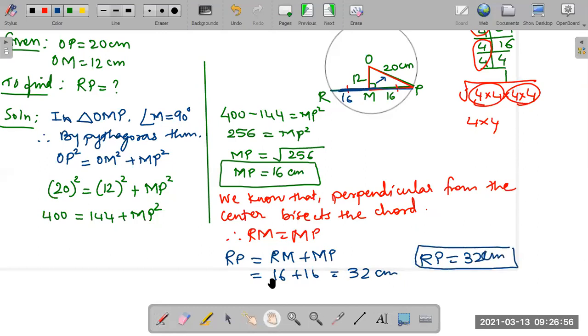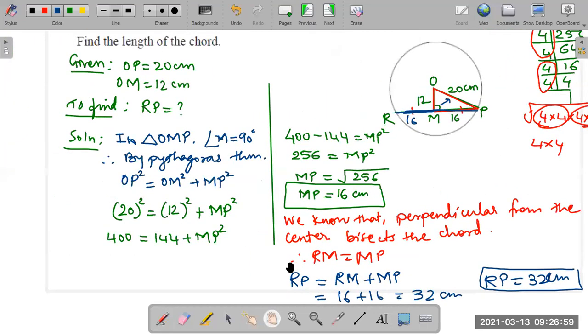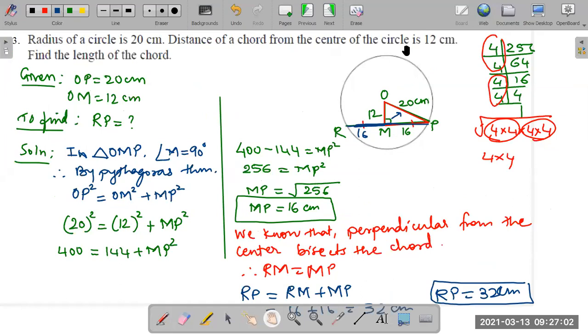Okay, now we will just quickly take a look at this question, how we started with drawing this diagram. That was a circle, then a radius, the distance as a perpendicular from the center, and this is the chord. We started with writing the given and to find. When we start with the solution, we have to mention the name of the triangle, state which angle is 90-degree, and then use Pythagoras theorem. Just substitute the values and get the value of the remaining side. So we are finding the remaining side, and we know that perpendicular from the center bisects the chord.